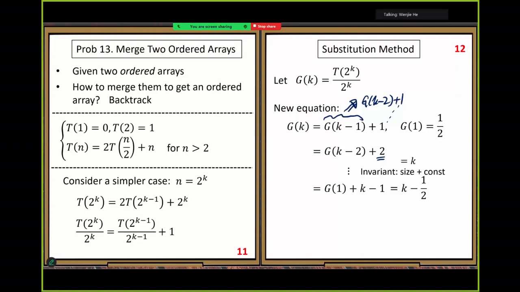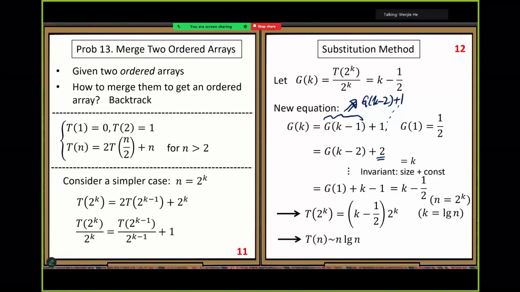But we need to go back to the t function. So t of 2 to the k equals, parenthesis, k minus 1/2 times 2 to the k. After simplification, n equals 2 to the k. K equals log base 2 of n. Then you can see t of n approximately equal to n times log base 2 of n, right? Here, approximately, okay?